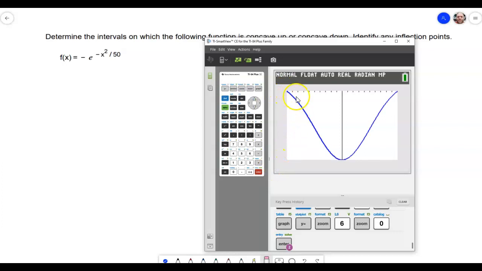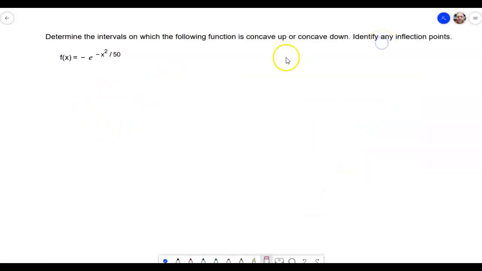As you can see, it looks like it's concave down right until about here, and then it becomes concave up all the way until about here, and then it looks like it's changing back to concave down. Those are around x values of -5 and +5, so that's what I'm going to be looking for when I check the second derivative. When I set the second derivative equal to 0, that will let me find the inflection points, and then I'll check the intervals. Let's go ahead and get started here.